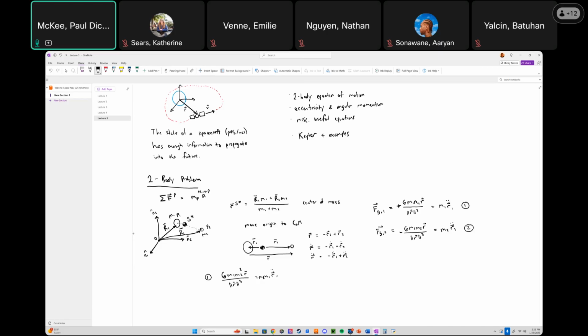And then what I'd also like to do is take equation 2. And equation 2 would be negative G, maybe you see where we're going with this. We're going to multiply both sides by m1. So this is going to become m1 squared m2 r over the norm of r cubed. And that is equal to m1 m2 r2 double dot. Okay, so far so good.